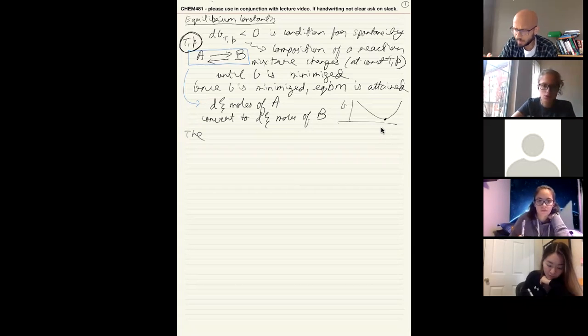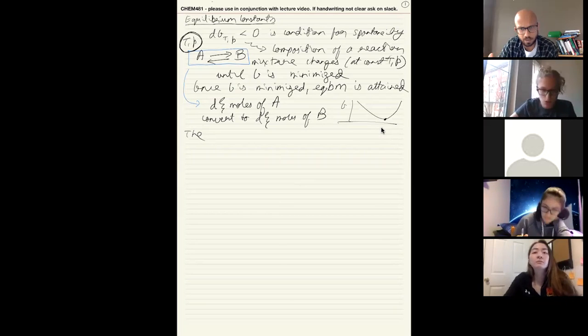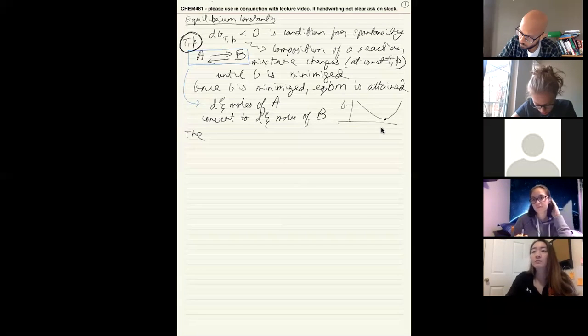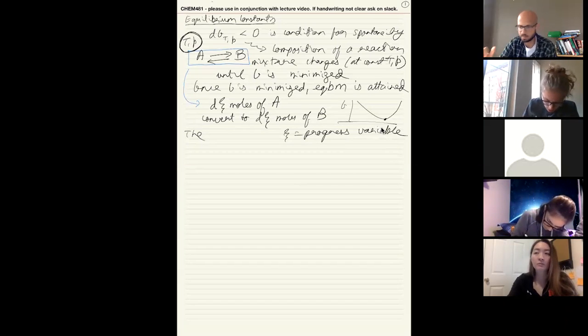So xi represents the change in A. How much did A decrease by? How much did B increase by? And we are talking about some small amount of change. So you can think of xi as a progress variable for the reaction. How much has the reaction progressed? And you're talking about small progress in the reaction by d xi.